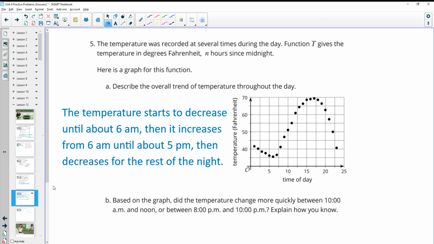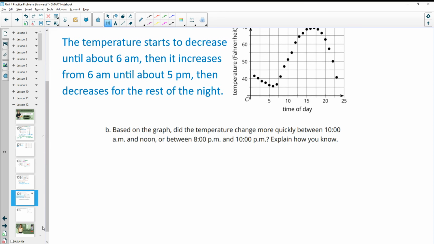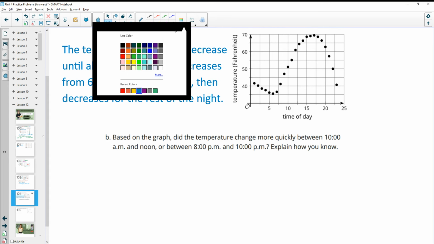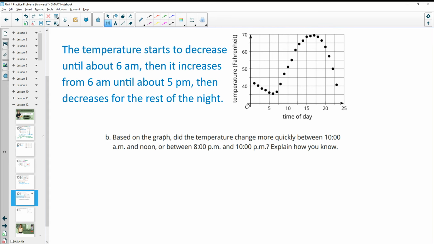And then based on the graph, when did the temperature change more quickly, between 10 a.m. and noon or 8 p.m. and 10 p.m.? So let's take a look at 10 a.m. and noon. So here's 10 a.m. and then 12, this would be 12:30 right here, halfway between these, because it'd be 12.5. So just before that line should be noon. So here's kind of the 2 dots for that one.